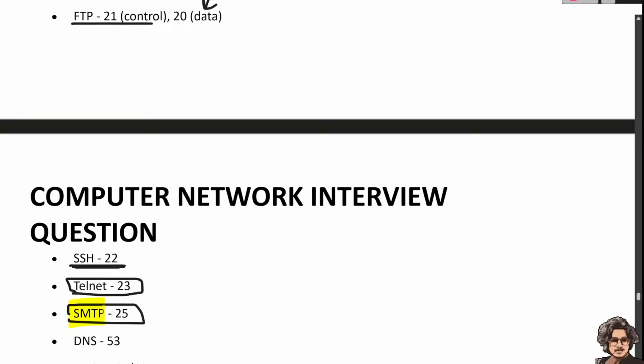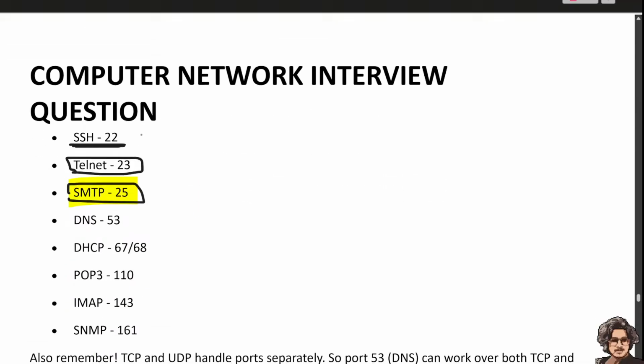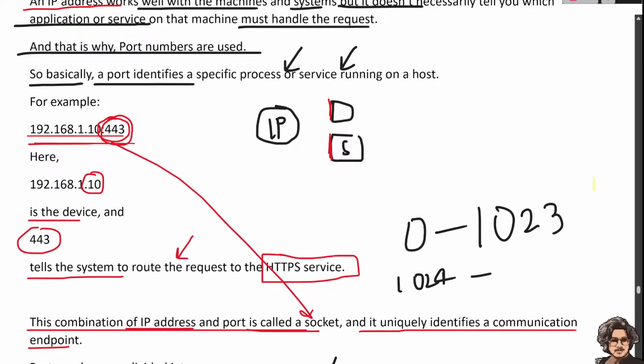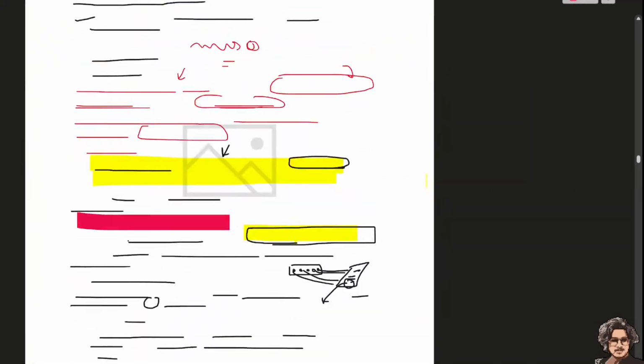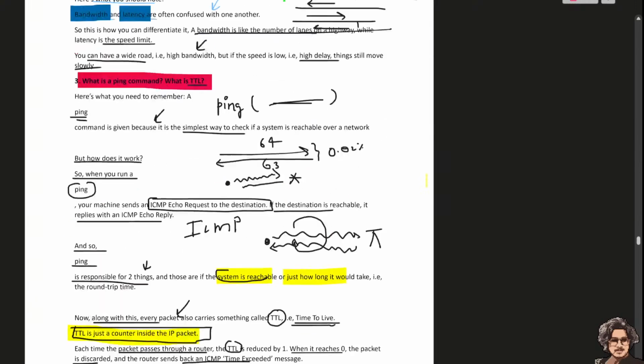SMTP is 25. What is DNS? DNS works on port 53. Dynamic Host Configuration uses 67 and 68. POP3 for messaging is 110. IMAP is 143, SNMP is 161. One more thing that is not studied: HTTP is 80.